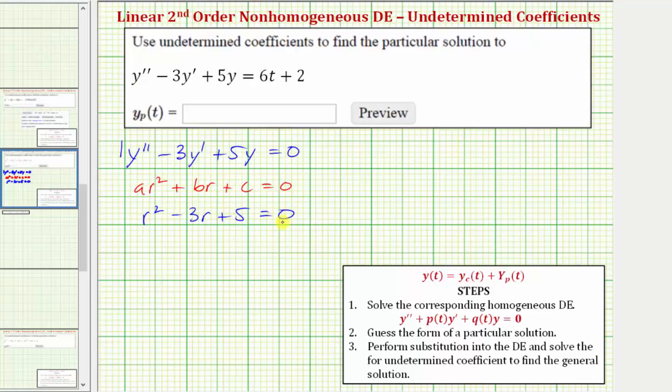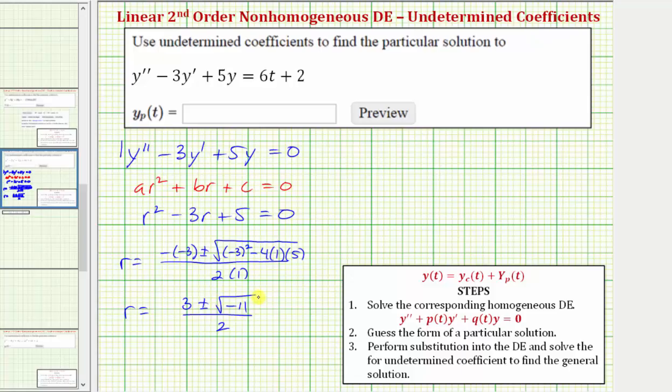And unfortunately this does not factor, so we'll have to use the quadratic formula in order to solve. So we would have r equals negative b, which would be negative 3, plus or minus the square root of b squared, which would be the square of negative 3, minus 4 times a, which is 1, times c, which is positive 5, all divided by 2 times a, which is 2 times 1. Simplifying, we have r equals positive 3 plus or minus the square root of, this is going to be 9 minus 20, which equals negative 11, all divided by 2.